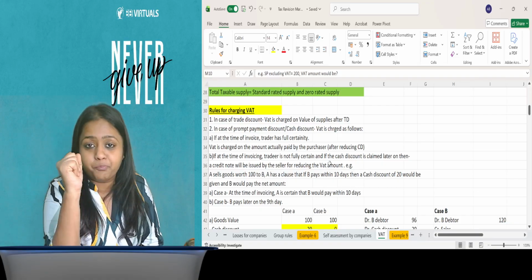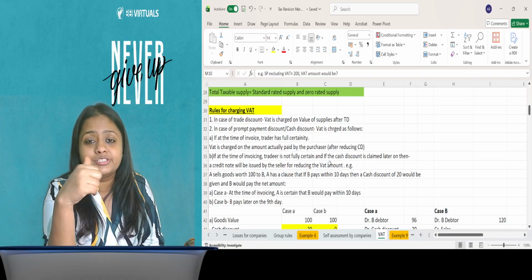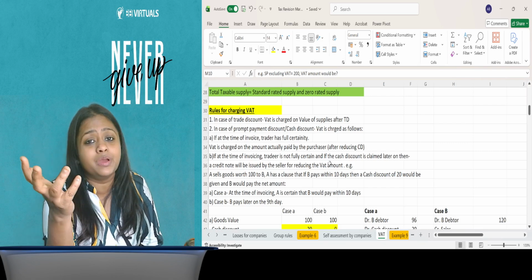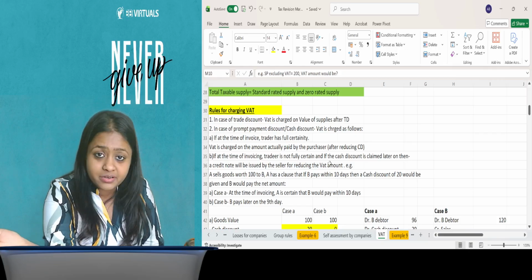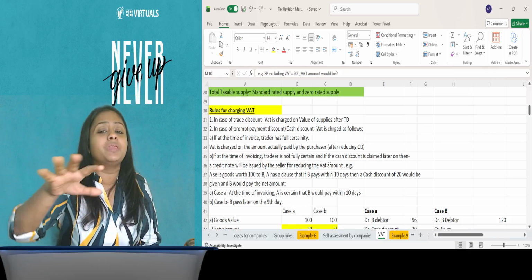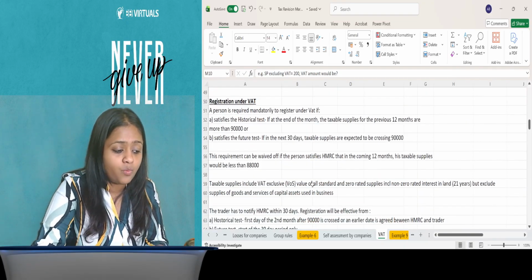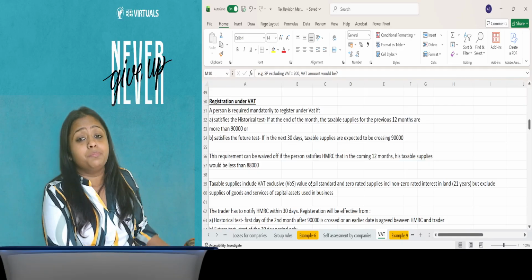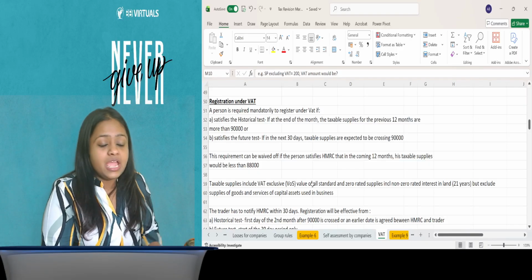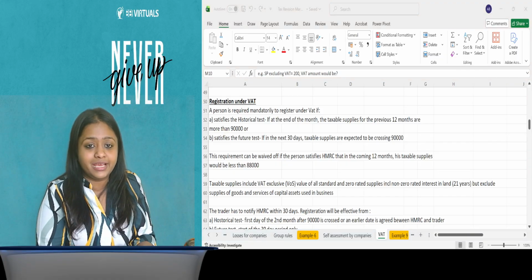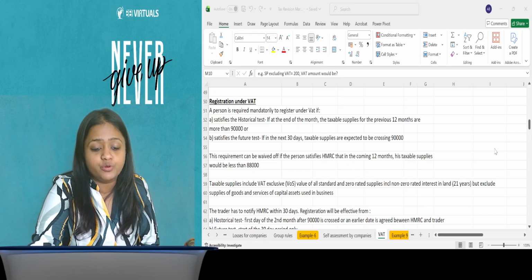In order to claim input VAT credit, pass on VAT, charge output VAT on the invoices, collect it from the customer, deposit it to HMRC, and file VAT returns, for all this he needs to be registered for VAT. So what are the criteria for VAT registration? Number one, a person is required to be mandatorily registered for VAT if he satisfies the historical test, which is a default test, or if he satisfies the future test.